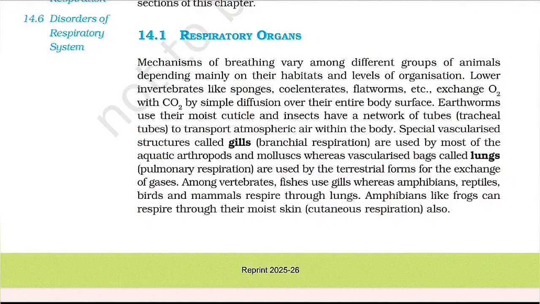Among vertebrates, fishes use gills, whereas amphibians, reptiles, birds, and mammals respire through lungs. Amphibians like frogs can respire through their moist skin also. Cutaneous respiration.